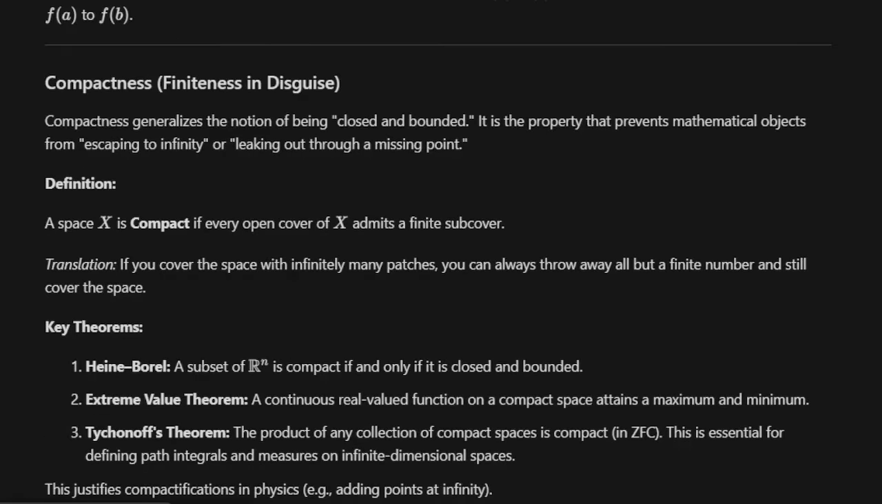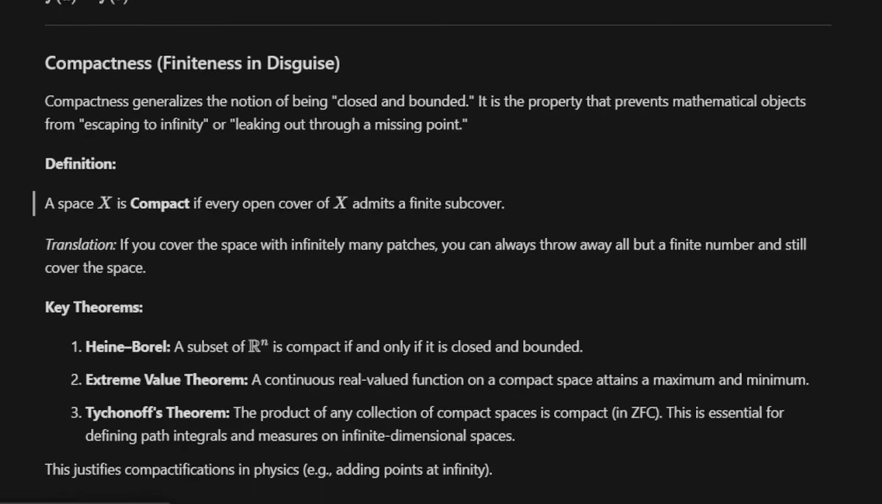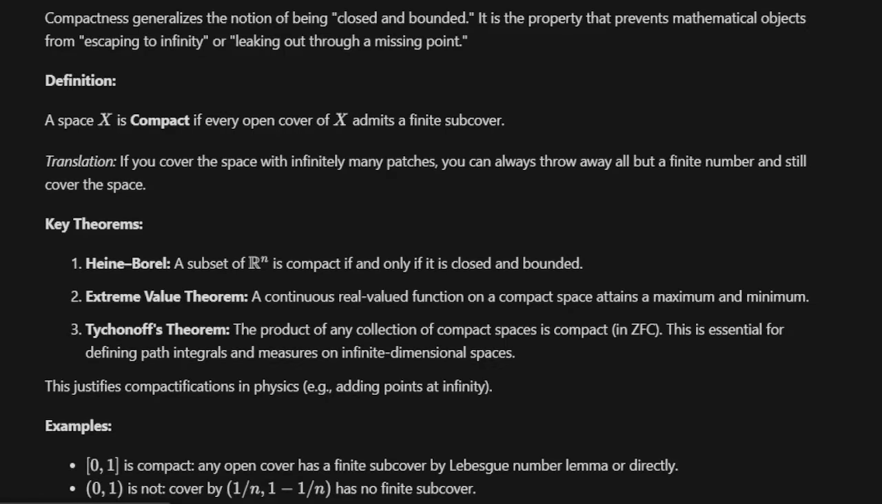A space X is said to be compact if for every possible open cover, and an open cover is an infinite collection of open sets that covers the entire topological space X, you can select a finite cover. That's what compact is. Here's the direct translation: if you cover the space with infinitely many patches, you can throw away all but a finite number and still cover the space.